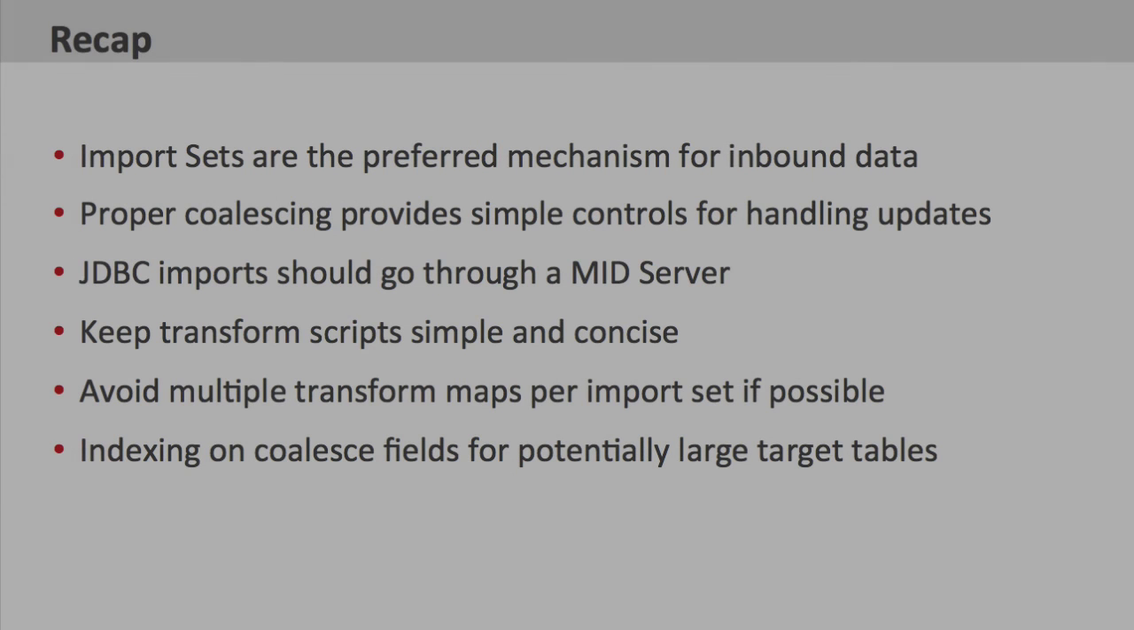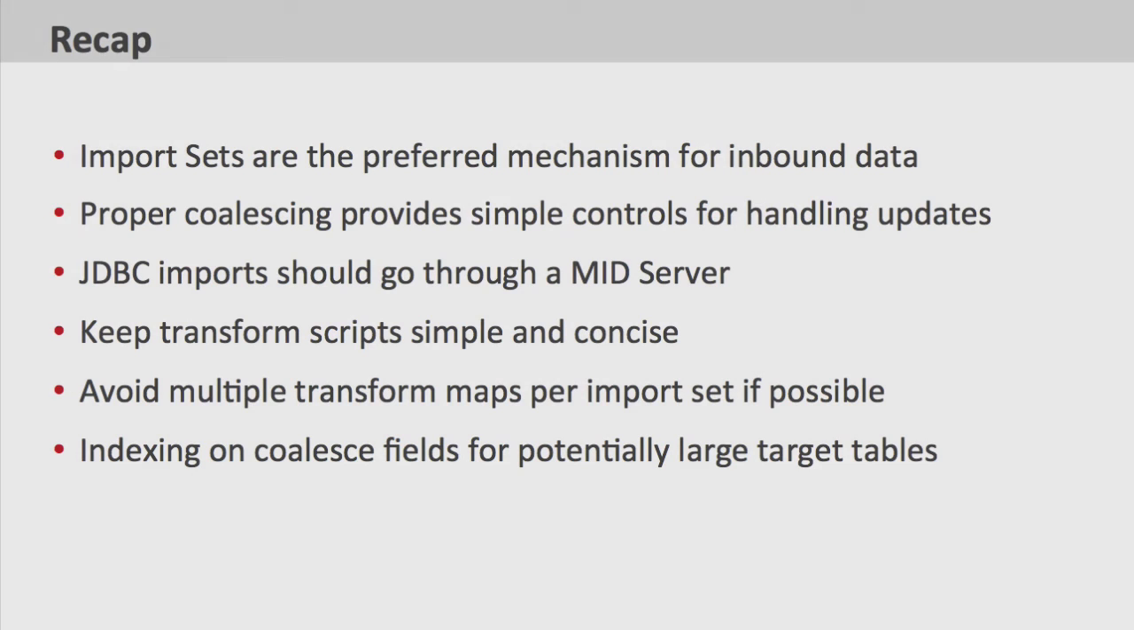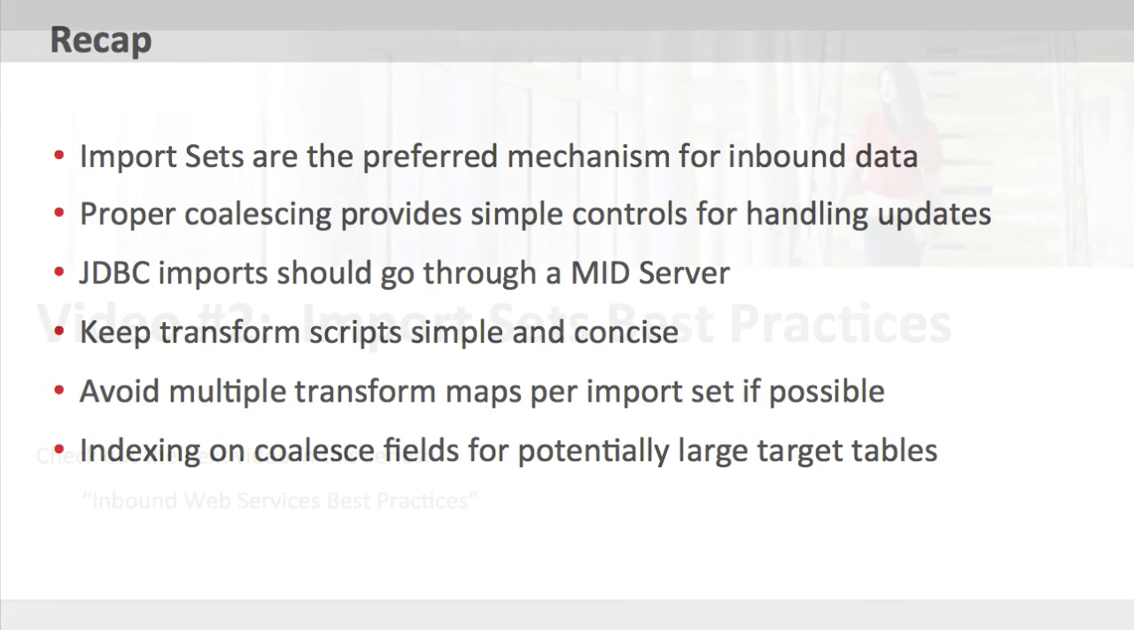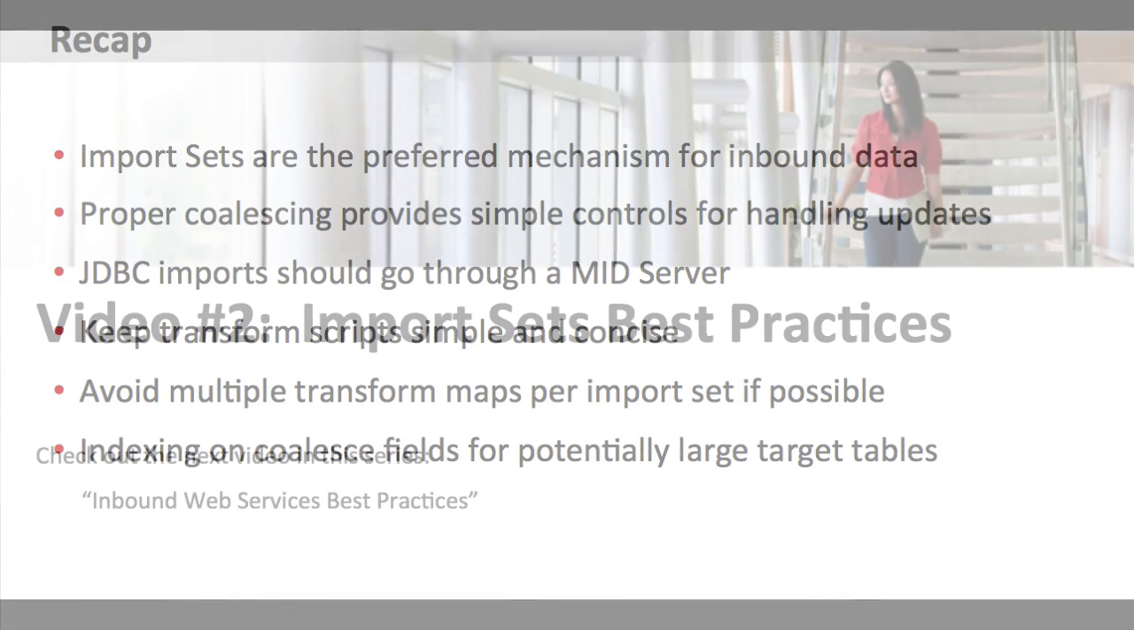So the best practices that were showed today really focused on how you manage import sets coming into ServiceNow, specifically that we prefer import sets over direct web services, proper coalescing, JDBC imports should utilize a mid-server, keeping your transform scripts simple and concise, and avoiding multiple transform maps per import set. Additionally, indexing on a coalesce field for potentially large target tables reduces any potential for performance impacts.